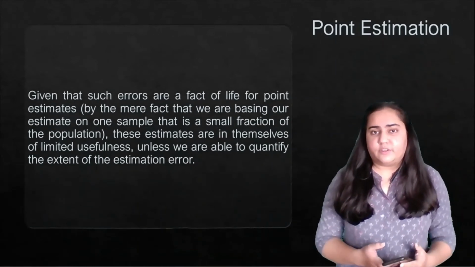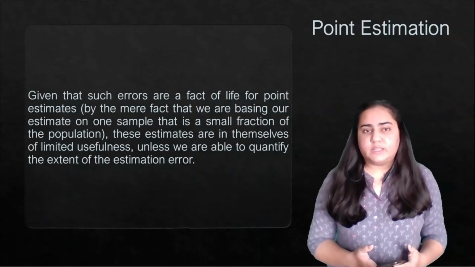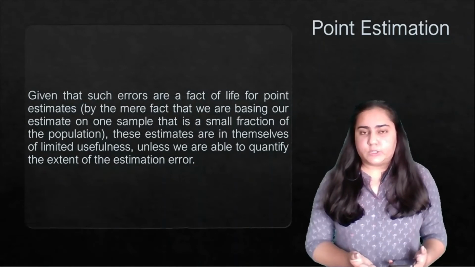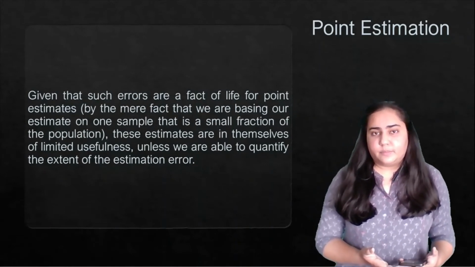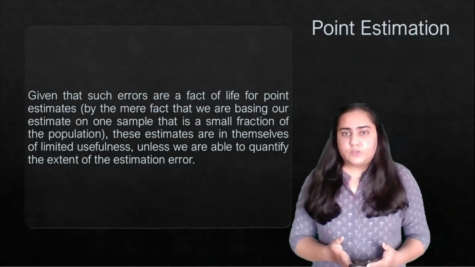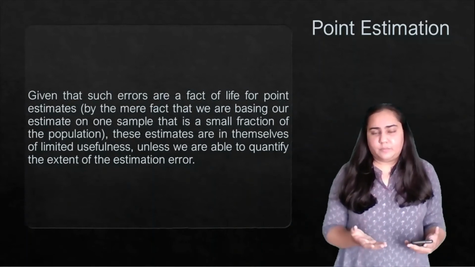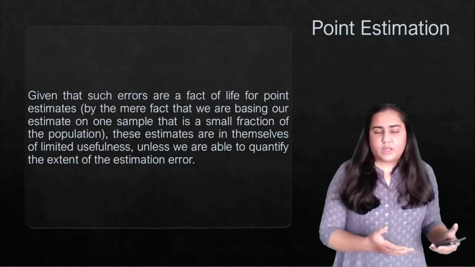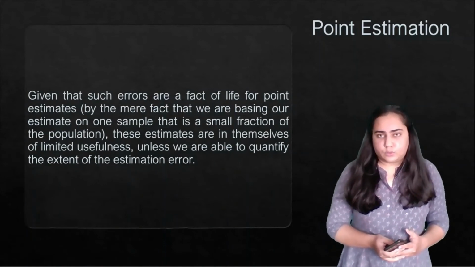Given that such errors are a fact of life for point estimates, by the mere fact that we are basing our estimate on only one sample, that is a small fraction of the population, these estimates are in themselves of limited usefulness unless we are able to quantify the extent of the estimation error. So what is important here is to know how much error would be there. How far or in what range will your actual population mean fall? That is what we want to know.